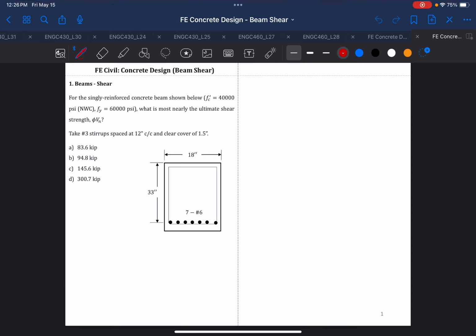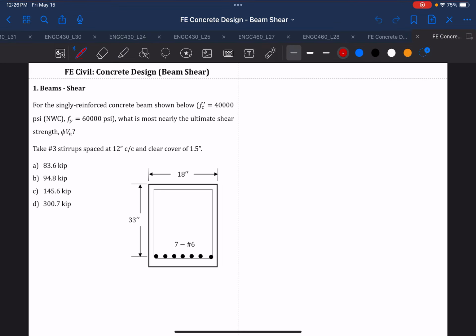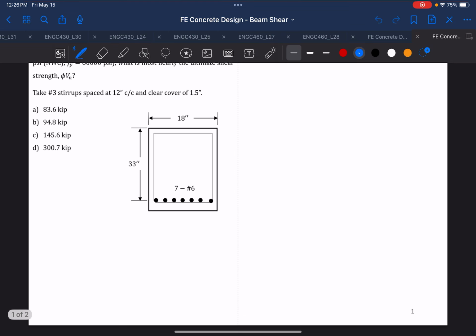Hello everyone. In this video, I will be covering for your FE Civil in your concrete design part, and this is beam shear. Okay, so let's look at what are the things that we know or we need to know for beam shear. For beam shear, there are three pieces of information that we need to know.